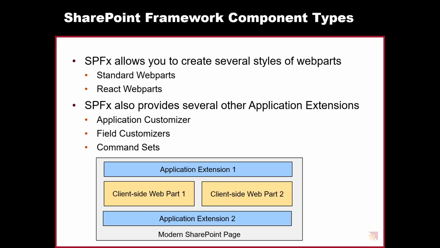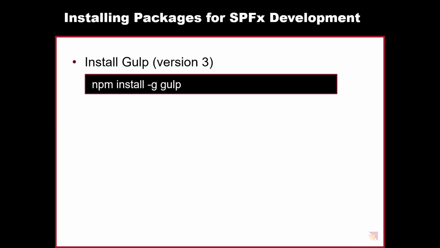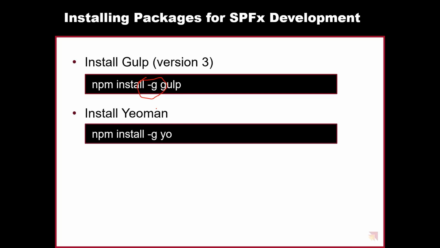Now, when I have Node.js and I want to work with SharePoint Framework, you need to install Gulp. And note that when you see Gulp commands with the -g, it means you're doing a global install, which means you don't have to be in a project folder to be able to call it. You can just call it from the Node.js command prompt.